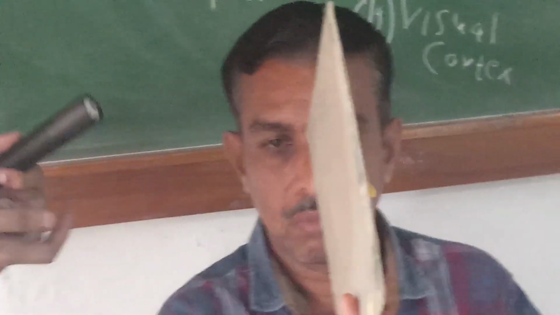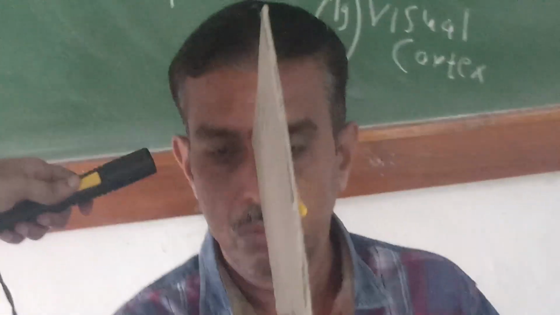Now for the consensual reflex we require this cardboard. We have to ask the person to hold the cardboard like this, and we have to throw light into one eye and examine the opposite eye. Suppose I throw light into the right eye.